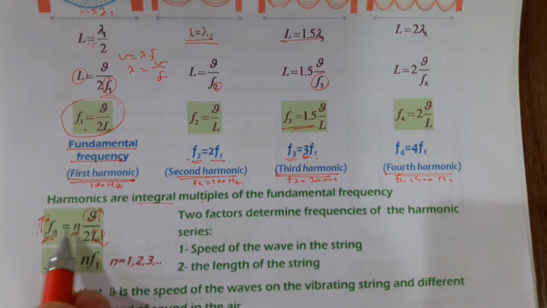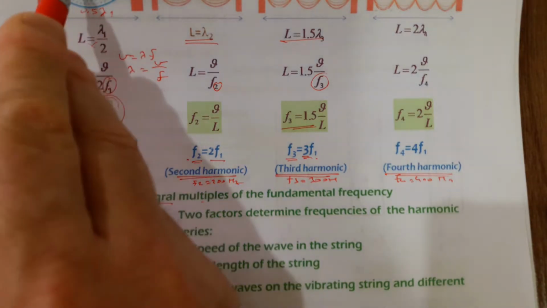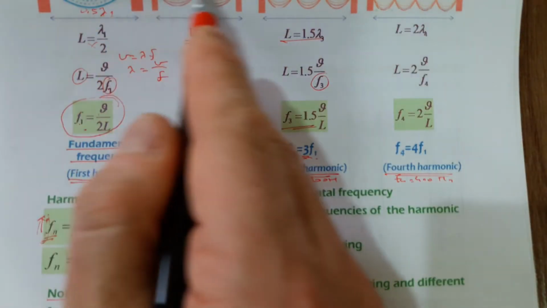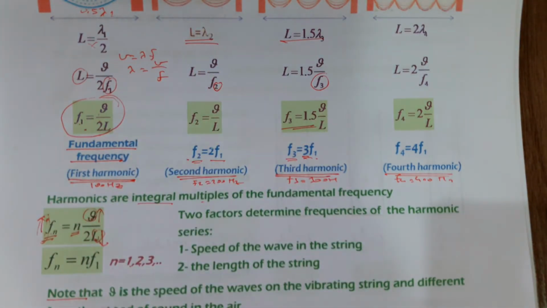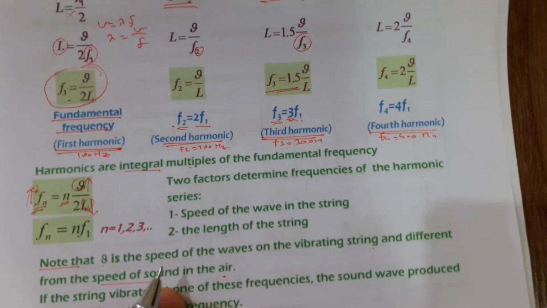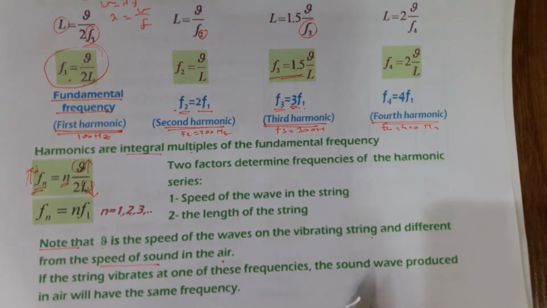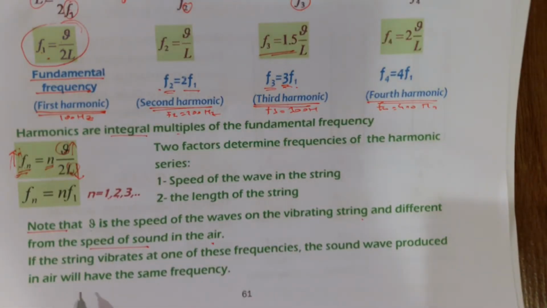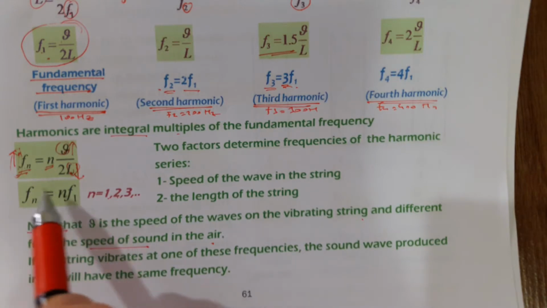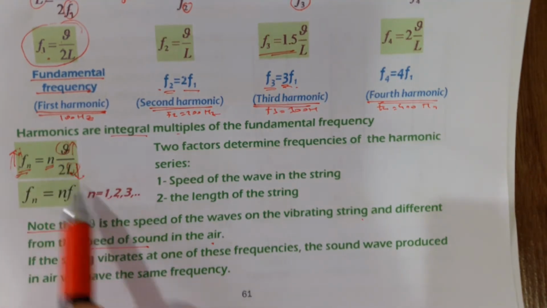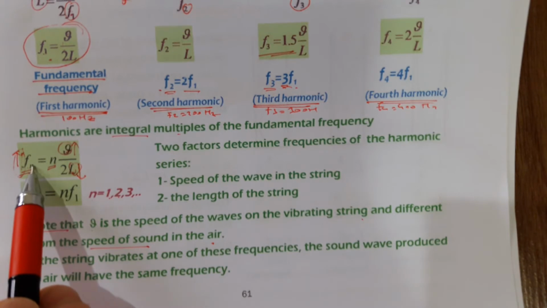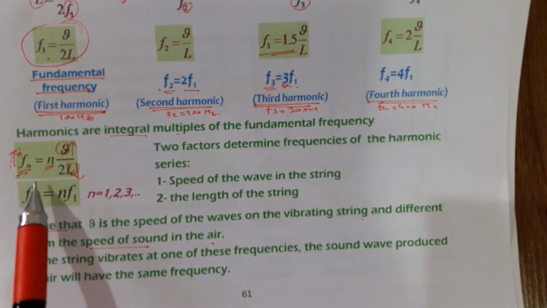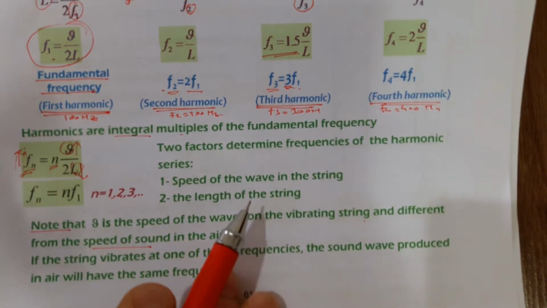This is important because generally it's confused. This V is the speed of the sound? No, it's not the speed of the sound. It is the speed of the wave traveling over the string. So V is the speed of the wave on the vibrating string. It is different from the speed of the sound in air. So if the string vibrates at one of these frequencies, the sound wave produced in air will have the same frequency. Sound will have the same frequency as the harmonics. If this is 100 Hz, you are going to hear a 100 Hz sound. If 200, you are going to hear a 200 Hz sound.